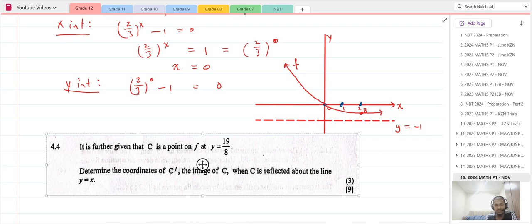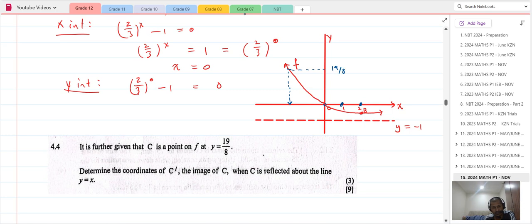If it is further given that C is a point on f at y is equal to 19/8, so the point C is somewhere around here. Okay, 19/8 is like 2 and something. Right, so it's somewhere around here. So we can get the x value here. Determine the coordinates of C prime, the image of C, when C is reflected about the line y equals x. So first we need this coordinate C.